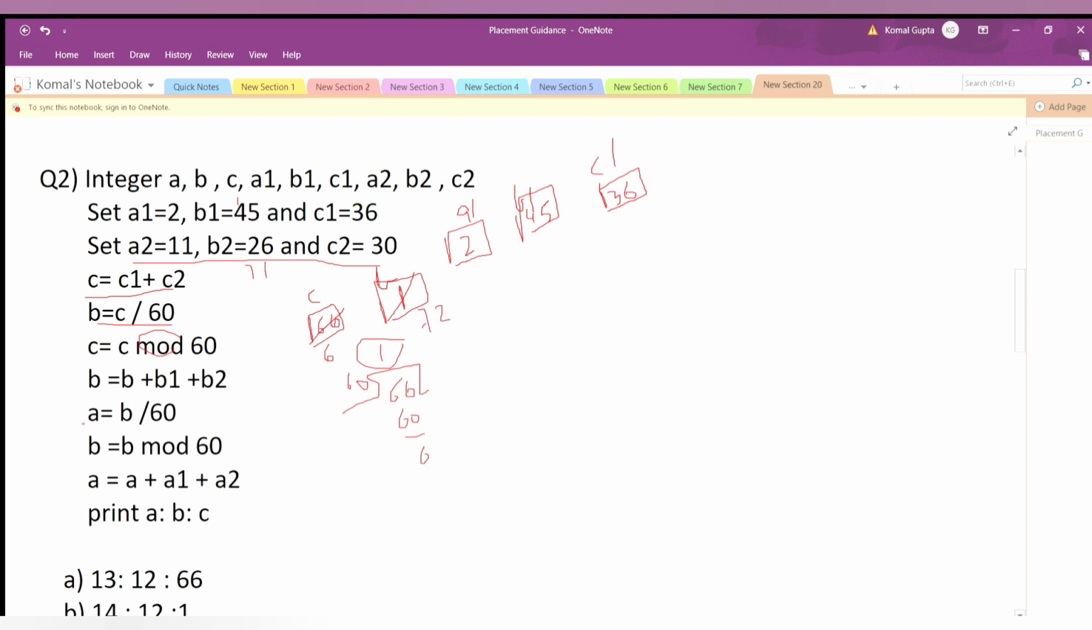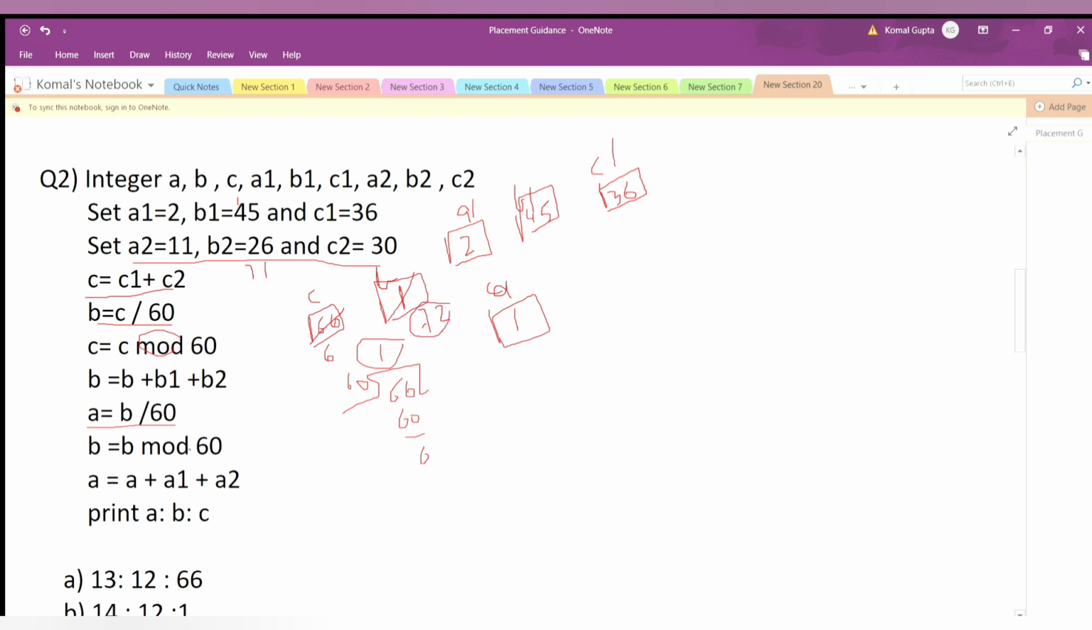Now what it is doing, it is updating the value of A. So the value of A will be B divided by 60. Now the value of B is 72, and 72 divided by 60 is 1, because 60 into 2 is 120, which will be greater. So 72 divided by 60 will be 1.